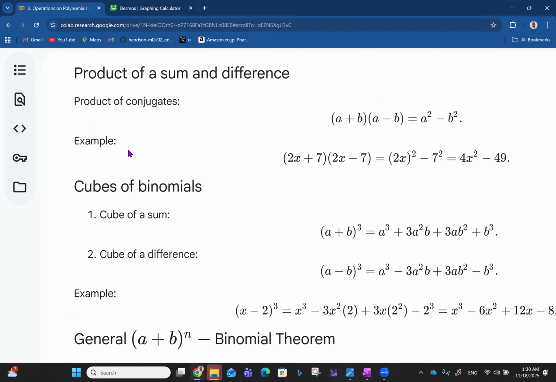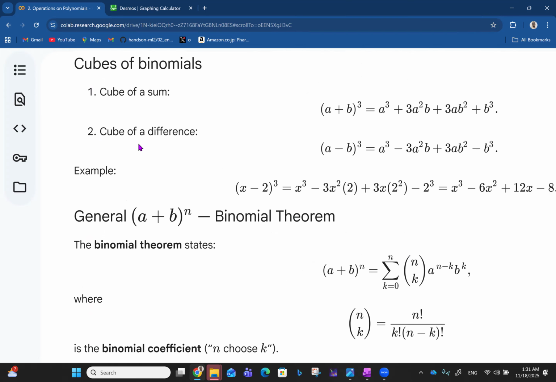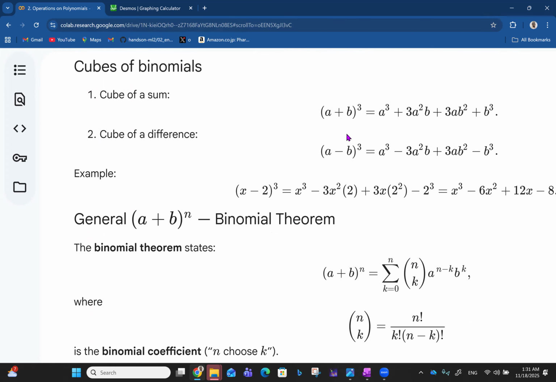Then you also have cubes. So cubes of binomials now. The cube of a sum, you have a plus b raised to power 3. That's a cube plus 3a squared b plus 3ab squared plus b cube.